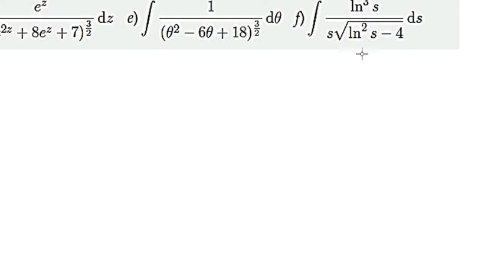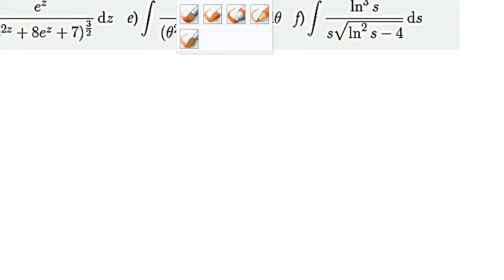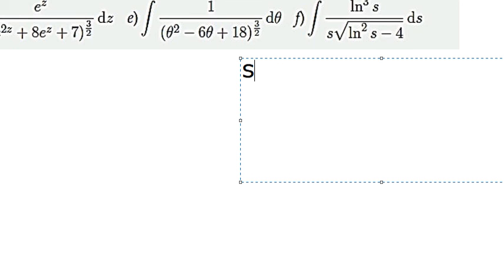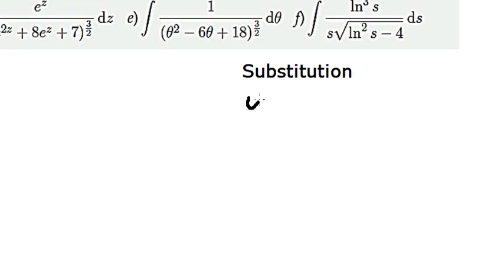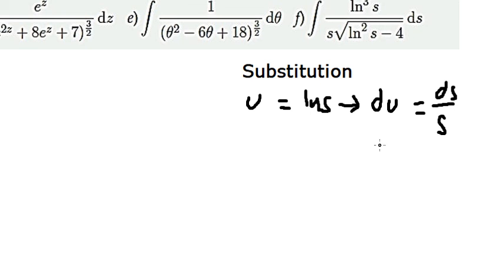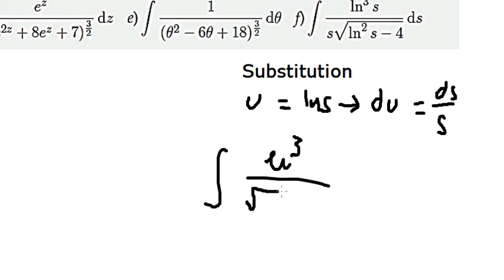Now let's go to the last one. We need to use substitution. So we put u equal to ln h, du equal to dh over h. So this one you got u to the power of 3, and this one you got the square root of u squared minus 4. dh over h you change for du.